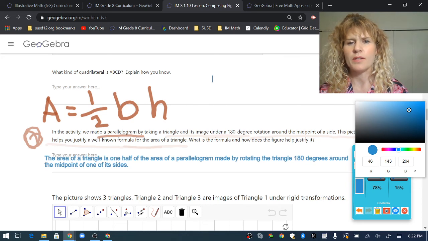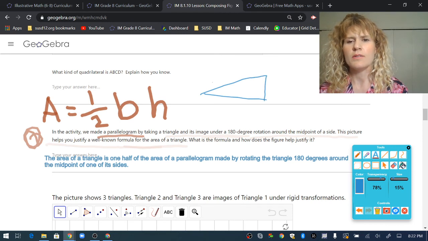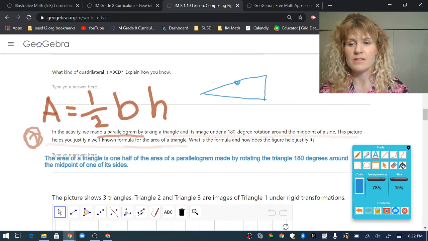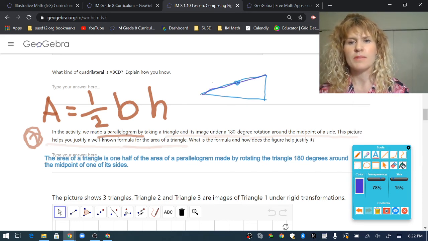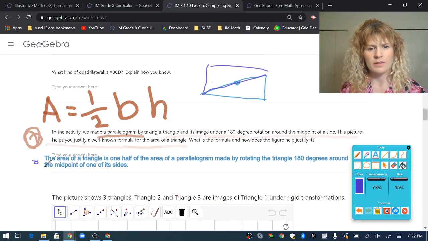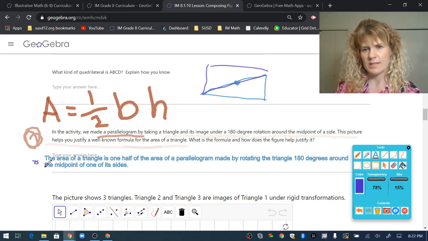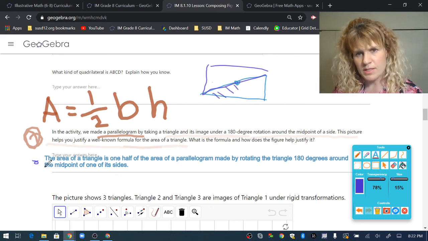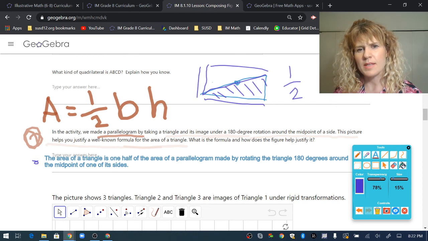Does that make sense to you? I can review it one more time if you like. Here's the triangle, and here's the midpoint of one of its sides. Now, if we rotate 180 degrees, then we get something like this. So I said the area of a triangle is 1/2 of the area of a parallelogram made by rotating the triangle 180 degrees around the midpoint of one of its sides here. So what is the area of this triangle? It is 1/2 the base times the height.